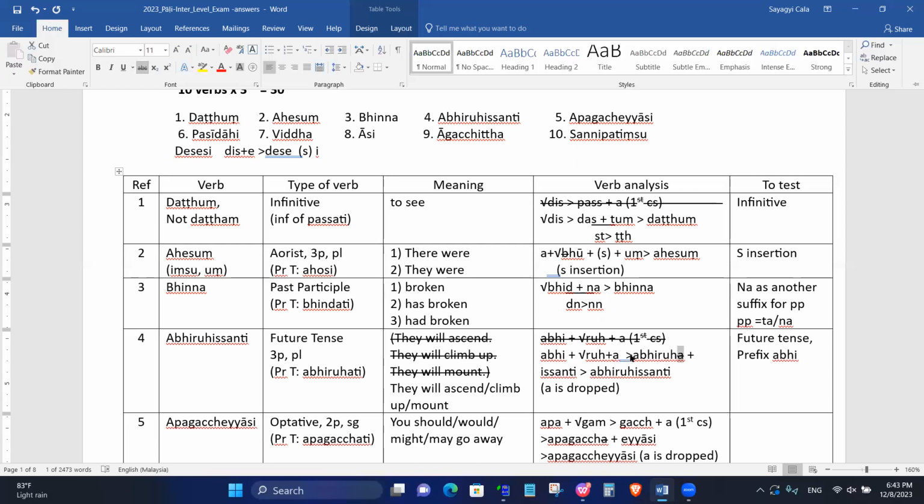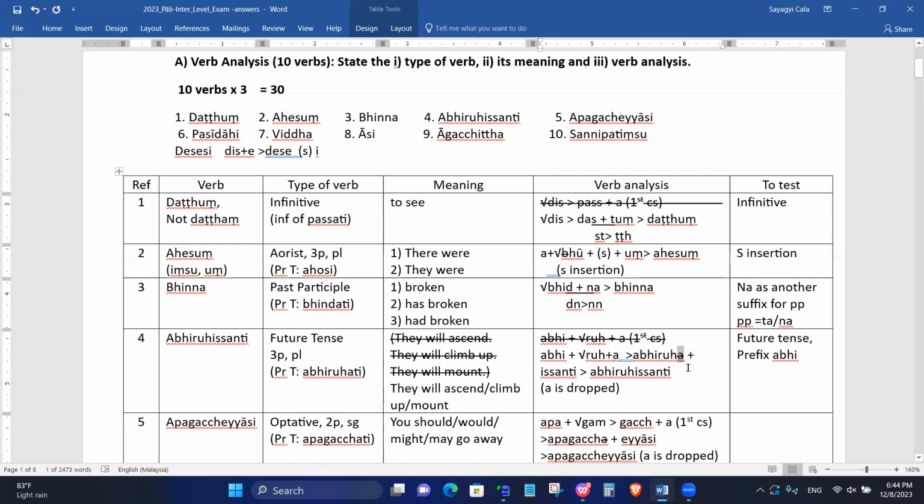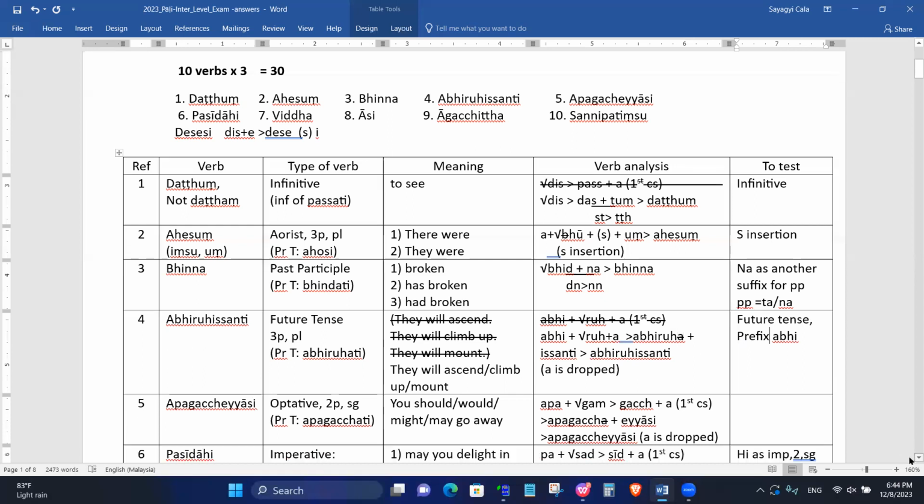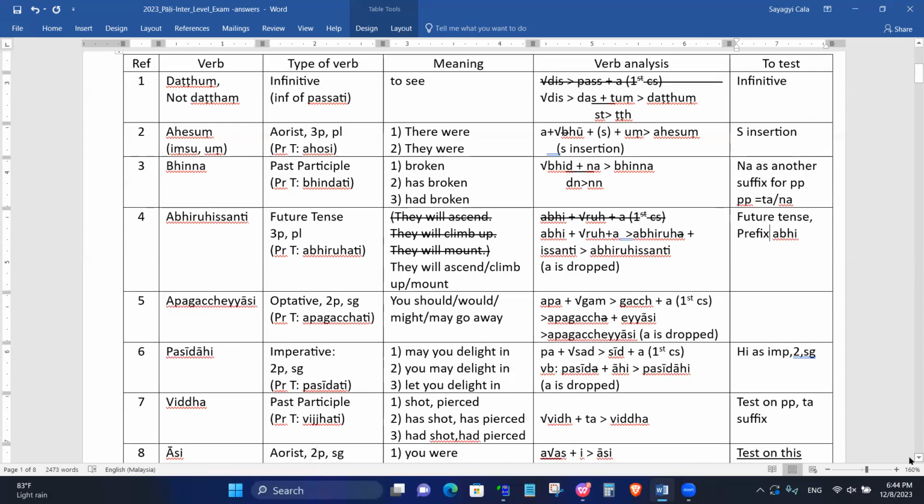Then we know Abhiruha becomes Abhiruha, then plus Isanti becomes Abhiruhanti. All right. Then if you write like this, it's very confusing already. Sumita, can you follow? Yes. Thank you. Noted. Okay.